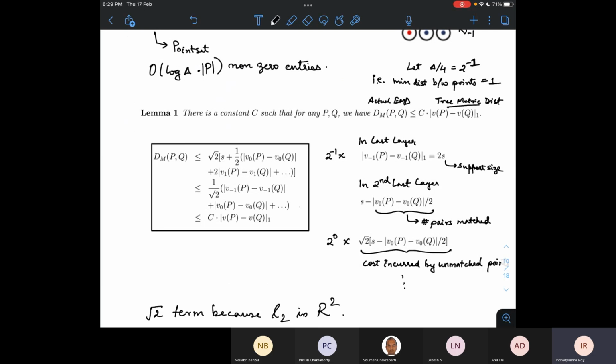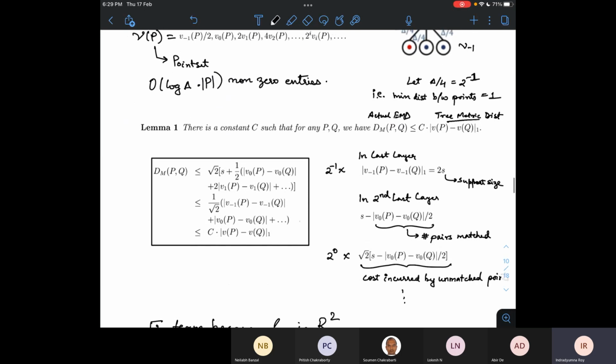So how do you do that? I won't go too much into the details of the derivation, but basically the way they do that is that in this last layer, since all the points have their own cell in the grid, each of them has at least 1/2 distance to travel in any direction, no matter what sort of matching you do. And there are 2s such points. So this is the cost that is incurred in the last layer.